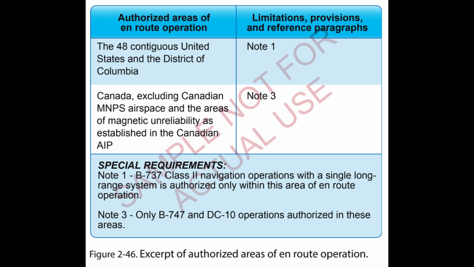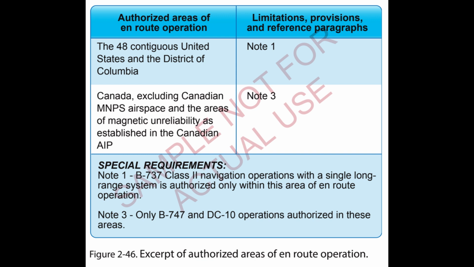2. Class 2 navigation using multiple long-range navigation systems. 3. Operations in Central East Pacific airspace. 4. North Pacific operations. 5. Operations within North Atlantic NAT Minimum Navigation Performance Specifications MNPS airspace. End of page 2-26.